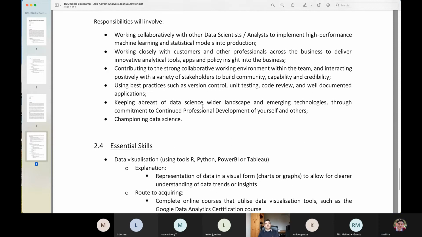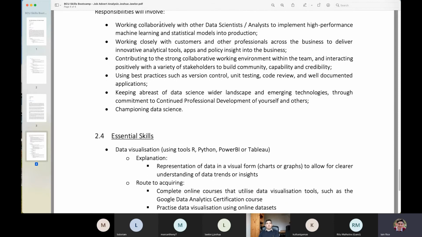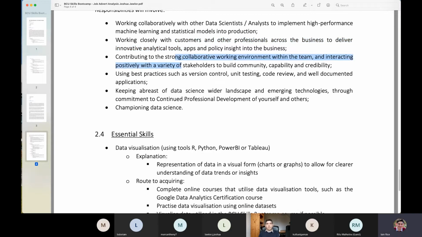So responsibilities, working collaboratively with other data scientists. Okay, yep. So just being able to work comfortably as part of a team. We're back to that professional set of skills that we talked about, stuff that we are going to get you to do a bit of just to get some experience over the next 16 weeks. But that largely is a very personal thing. Working closely with customers and other professionals. Strong collaborative working environment within the team.